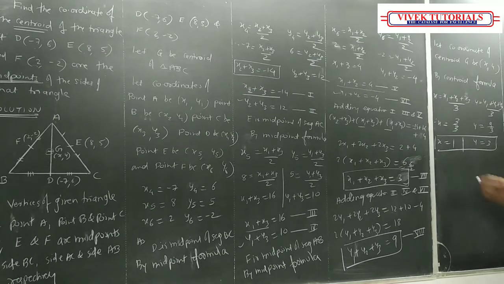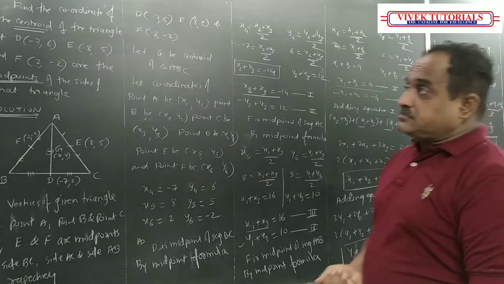So, therefore, the coordinates of centroid is 1, 3. This we are going to put in the box. Once again we will do it. This is a very important question. It is a question with a star.